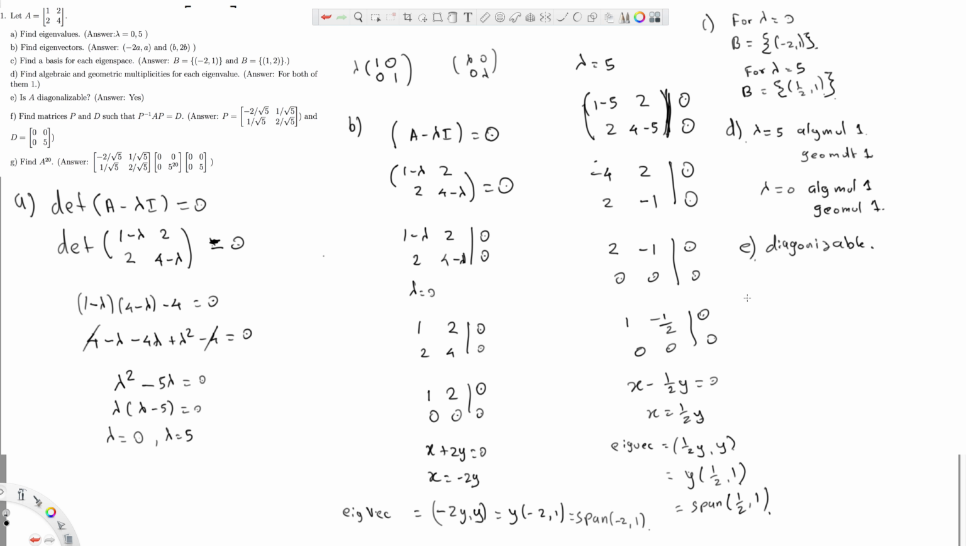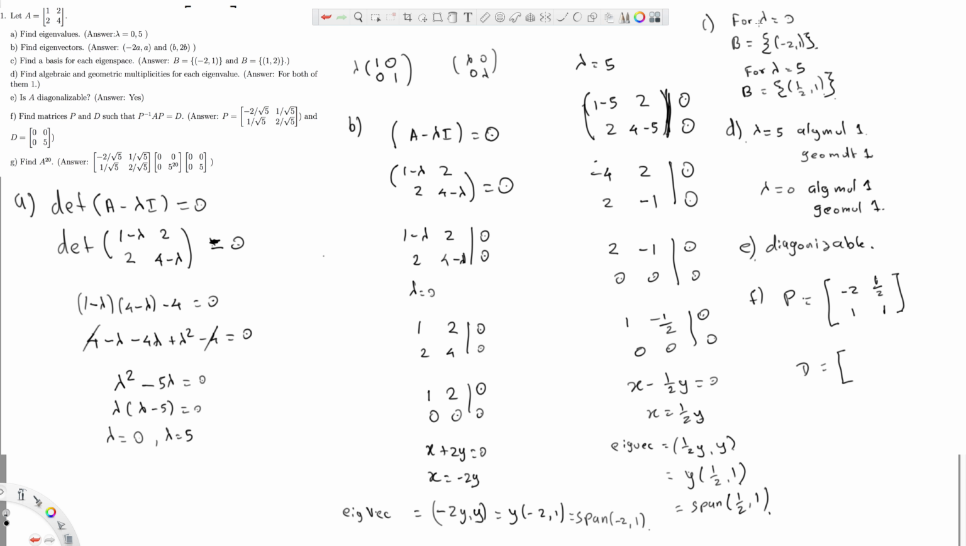And let's see how we can find it. So for F, P is basically the eigenvectors that we put here in the basis, right? So P is arranged as minus 2, 1, and half, 1. You can take half, 1, and this is my P. Therefore, my D should respect the order of this one. So in this case, minus 2, 1.